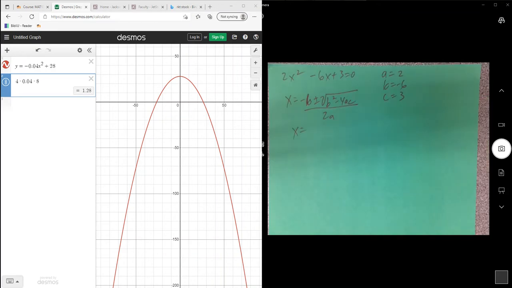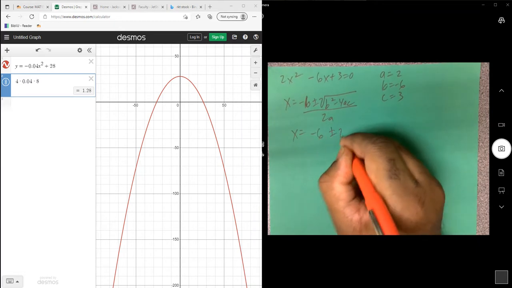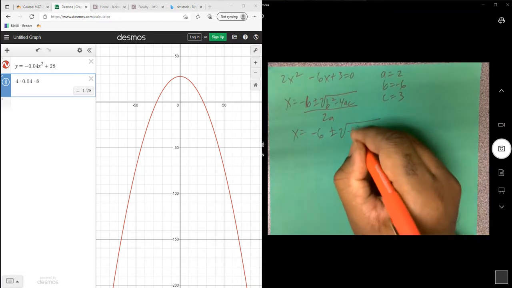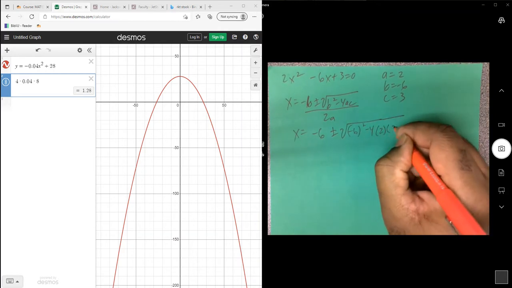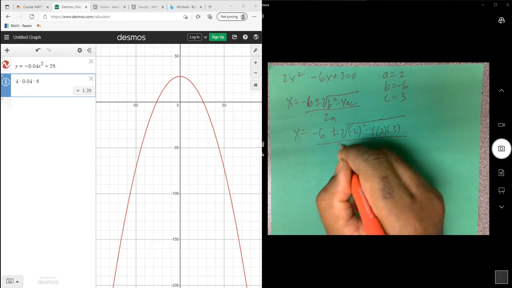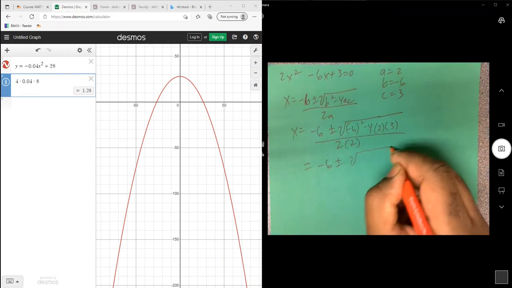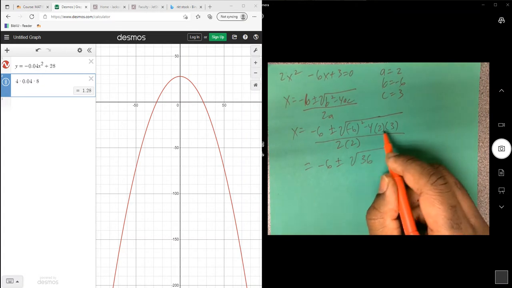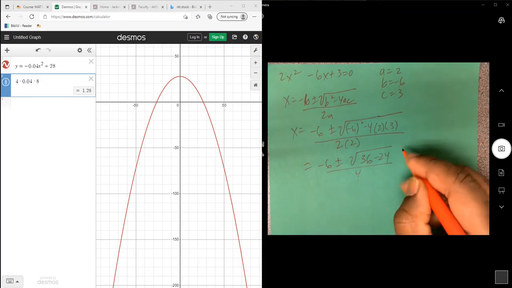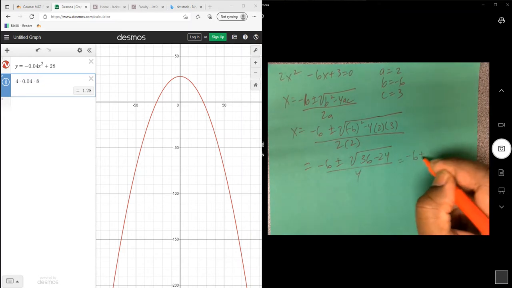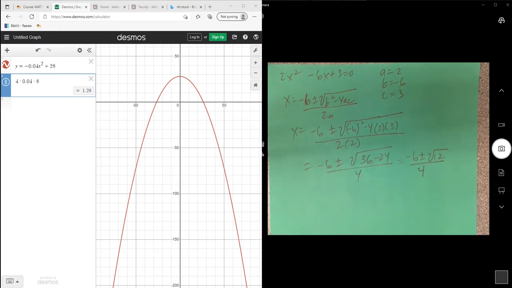So we have negative b plus or minus the square root of b squared minus 4ac over 2a. Okay, so now we're substituting our values. We have -6 plus or minus the square root of -6 squared minus 4 times 2 times 3, all over 2 times 2. So it'd be -6 plus or minus the square root of 36 minus 24 all over 4. So this would be -6 plus or minus the square root of 12 all over 4.